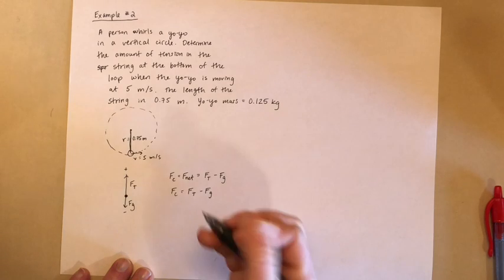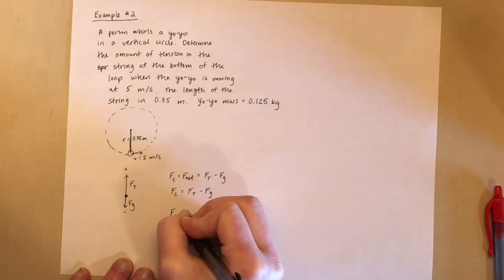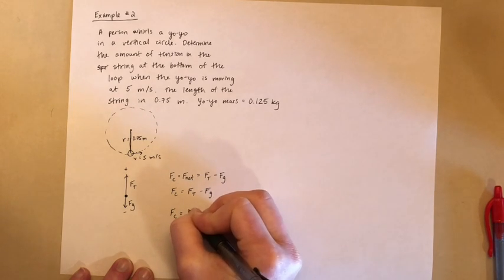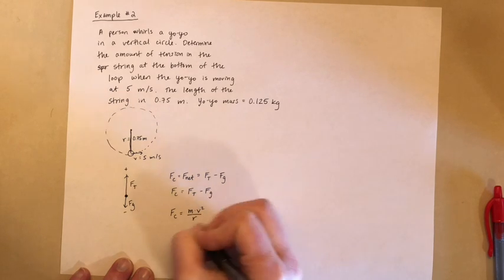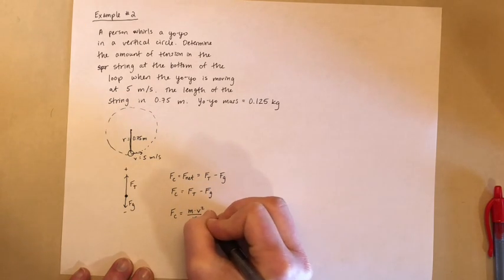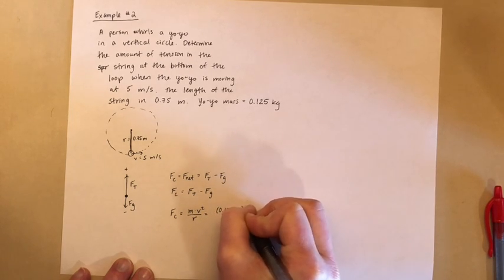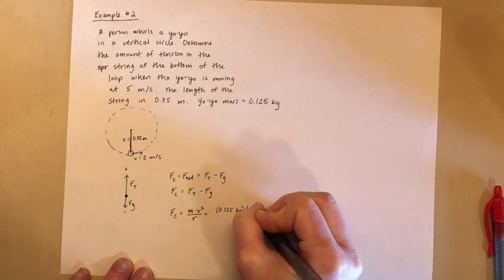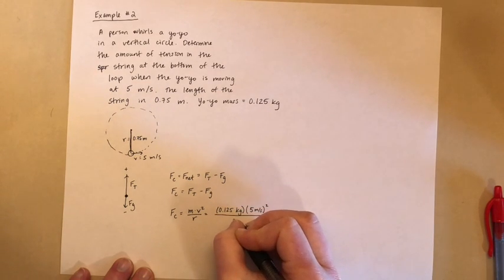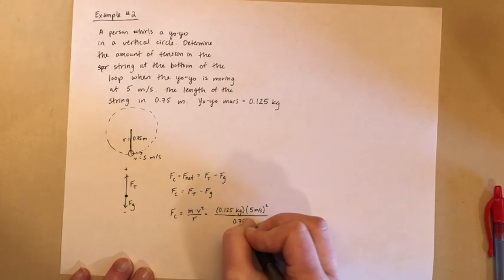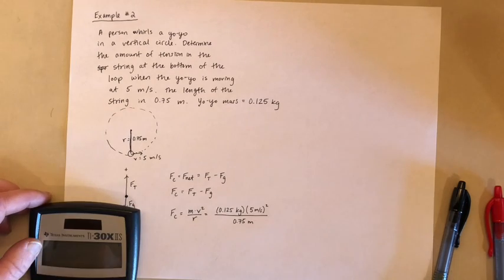Next step is to use our centripetal force equation. So we have that Fc is equal to mass times the velocity squared divided by the radius. So we can actually quantify Fc here by plugging in what we know. 0.125 kilograms for the mass, 5 meters per second for the velocity, don't forget to square it, divided by the radius, 0.75 meters. So do a quick calculation on that.